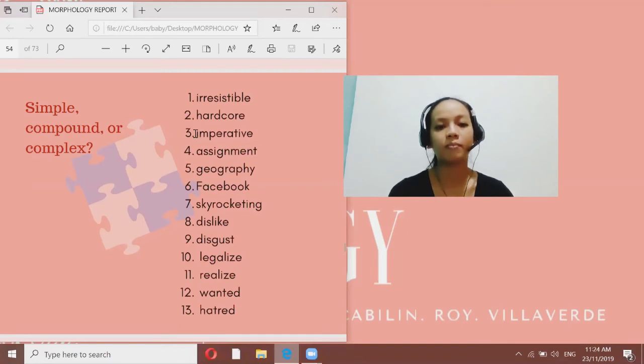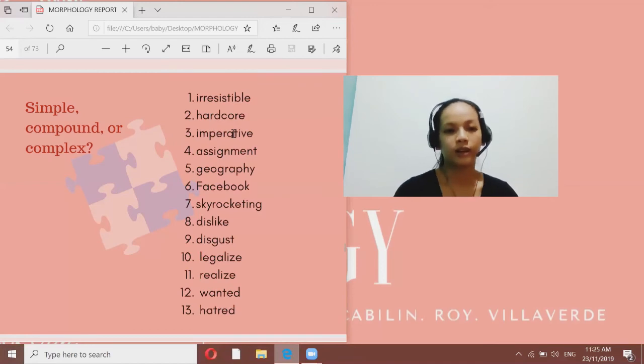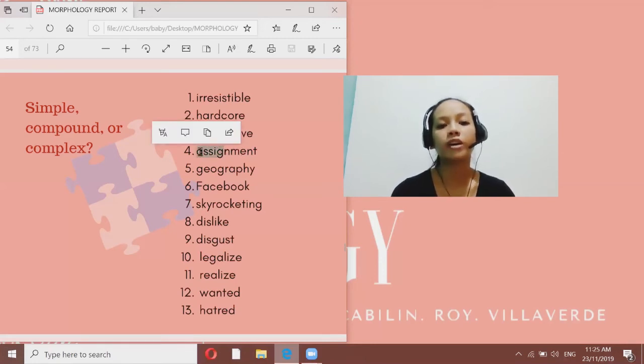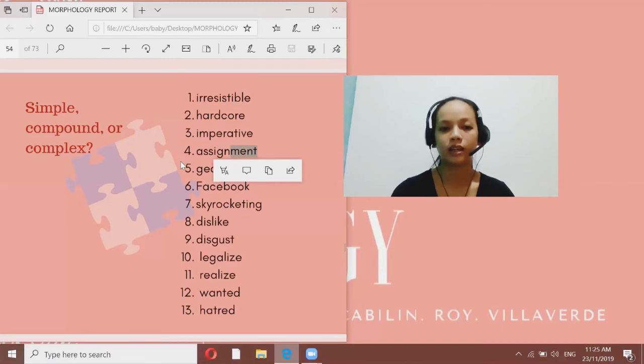Number 3 is imperative. Imperative. So this actually seems like a complex word, but it's not. It's simple because there's no root word here, and we did not just add the prefix im or in. This is a simple word. Number 4 is assignment. We have the free morpheme assign and the bound morpheme ment. So this is a complex word. Geography. Geography is another simple word.